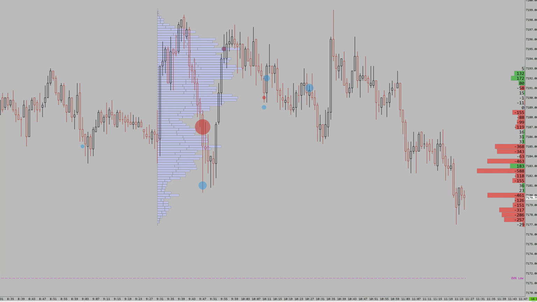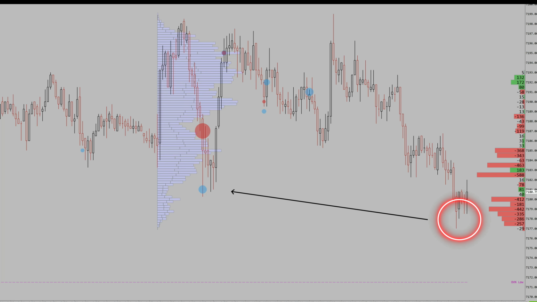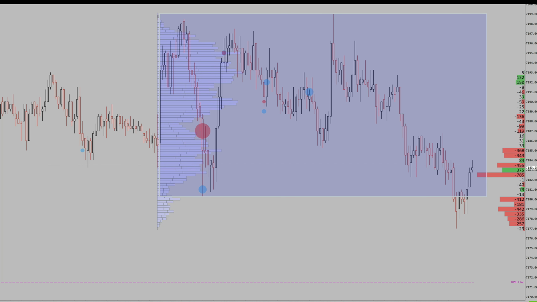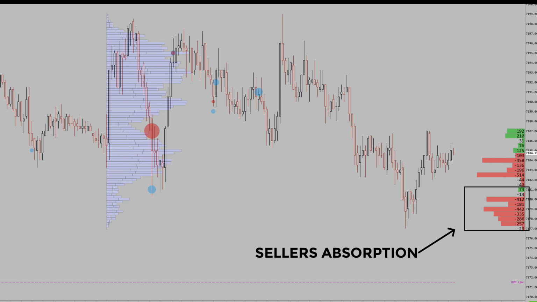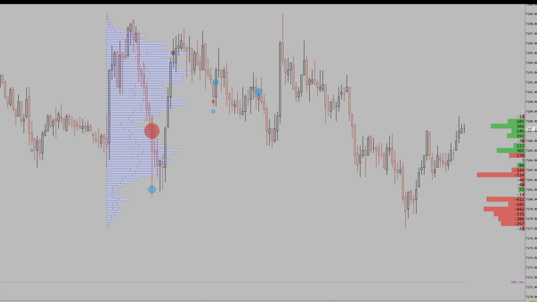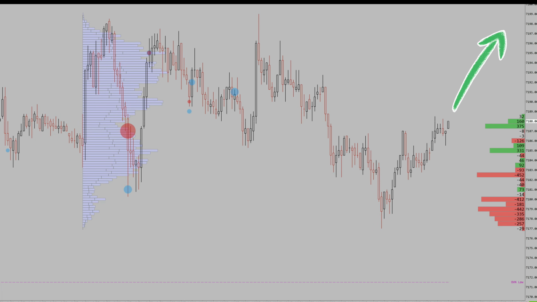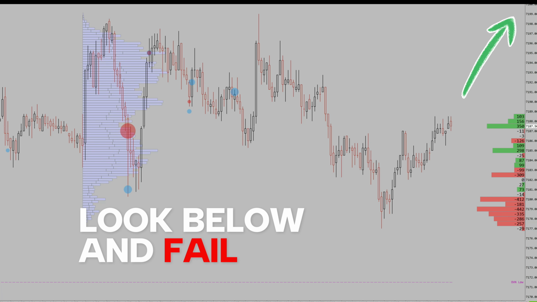Now let's stop here. There are multiple important things that are happening right now. First of all, the market has made a new low. However, the price is being rejected quickly back into the range. Moreover, we can see that there were aggressive sellers down there, but they were unable to push the price lower as they were met with passive buyers. Once we reclaim that level and we break above that microstructure here, it's a long. This is a textbook look below and fail.